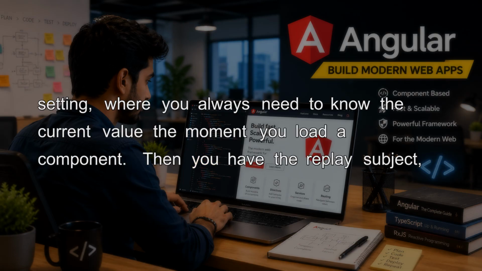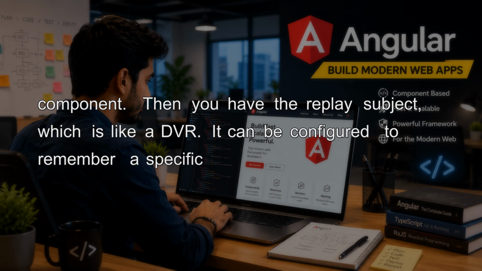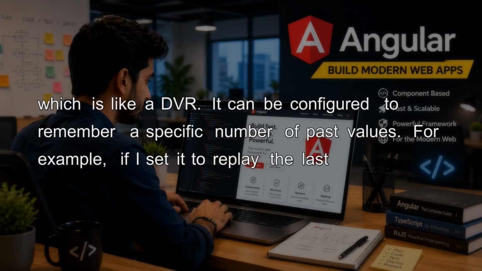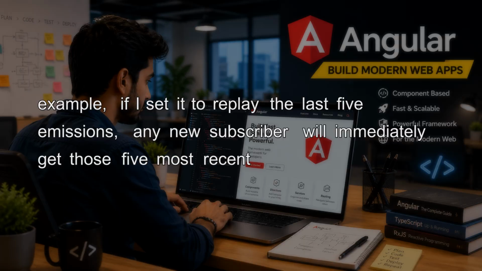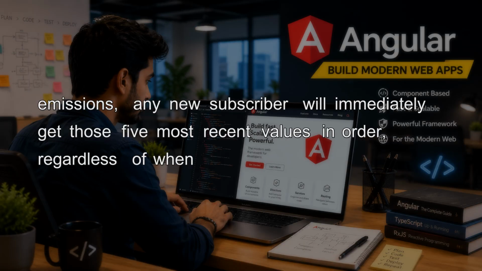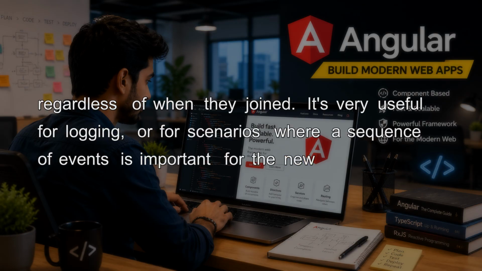Then you have the ReplaySubject, which is like a DVR. It can be configured to remember a specific number of past values. For example, if I set it to replay the last 5 emissions, any new subscriber will immediately get those 5 most recent values in order, regardless of when they joined. It's very useful for logging or for scenarios where a sequence of events is important for the new subscriber to understand.